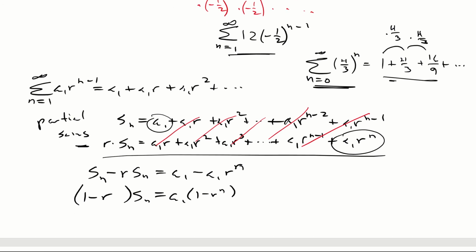Let's see how much paper we got left. Not much. So that means we've got a formula that says S sub n is equal to a1 times (1 minus r to the n) over (1 minus r). Now here's the thing.